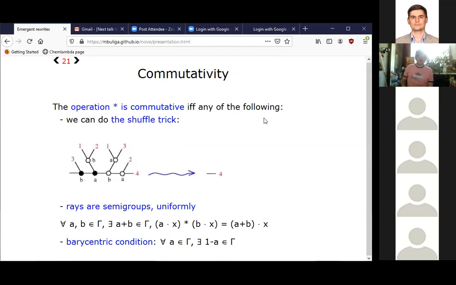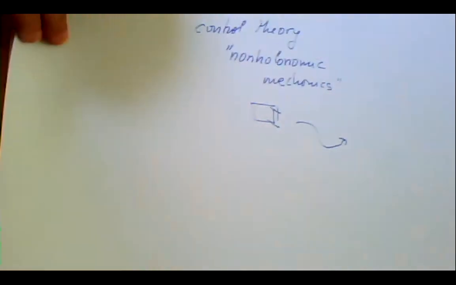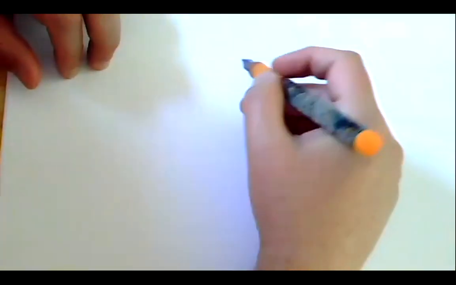Now, if we want to see when these emergent operations are commutative, then we can prove that there is a condition which I call the shuffle trick. Maybe it's good if I pass to the paper. Okay, so what is the shuffle trick? The shuffle trick is the following.